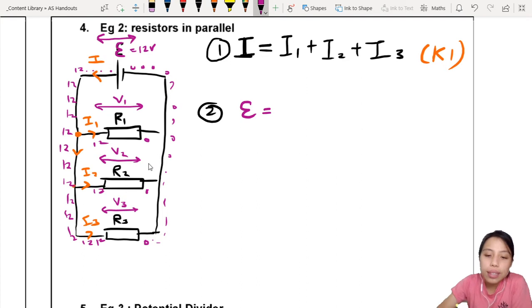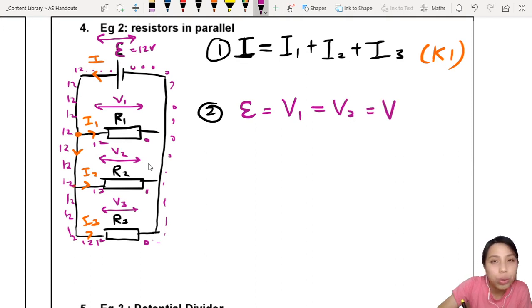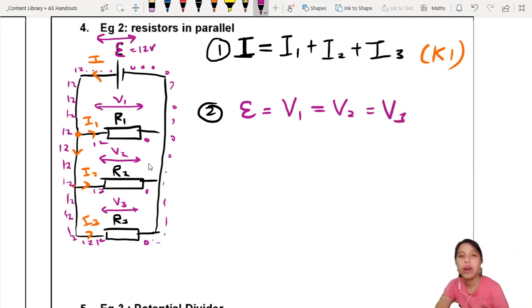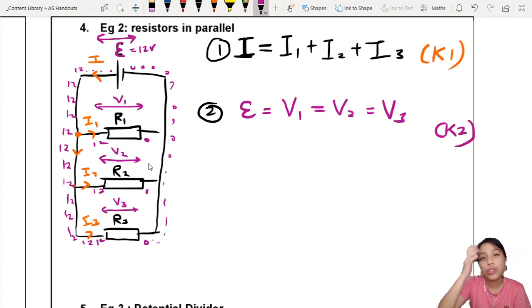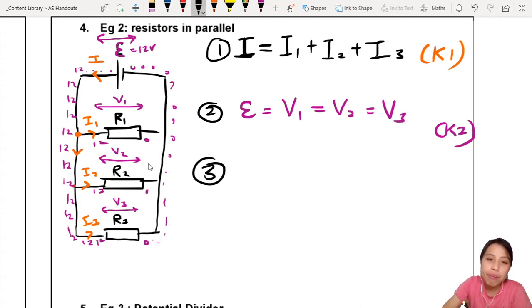So the thing is, you can say now E equals to V1, equals to V2, equals to V3. Where is this from? Kirchhoff's second law. So we put a note here, Kirchhoff's second law. This is true for parallel lines. Okay, then you might have guessed the third step, what are we going to do? Third step, let's divide.